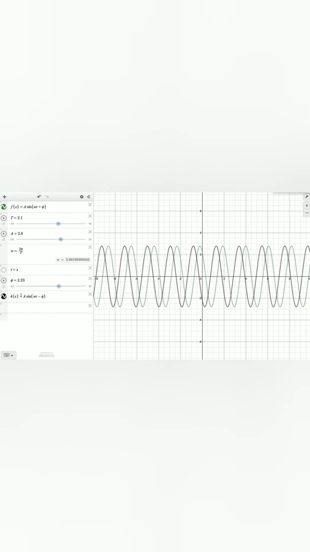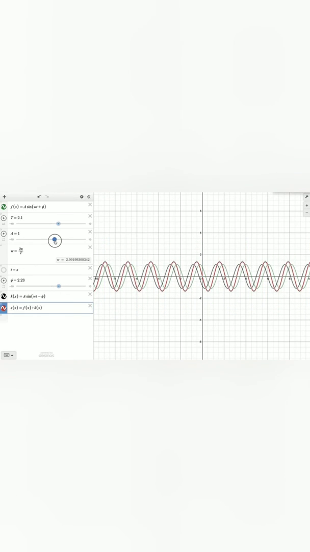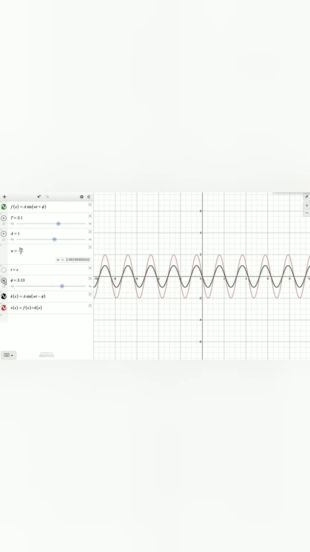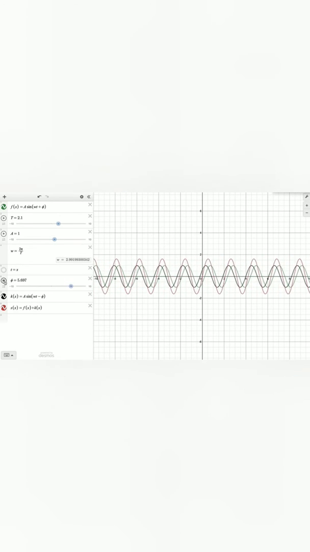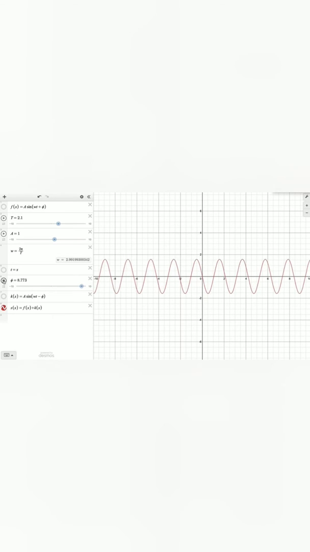The new function, I'm going to choose s of x, that is the sum of the other two waves, f of x and g of x. That means superposition of the instantaneous displacement of each wave function or wave equation. As soon as I define it, a new wave appears in red, that is the superposition of the two. And when I press the play button for phi, you can see that the red curve is actually representing a standing wave.